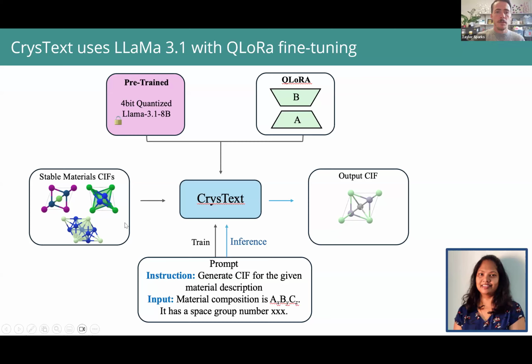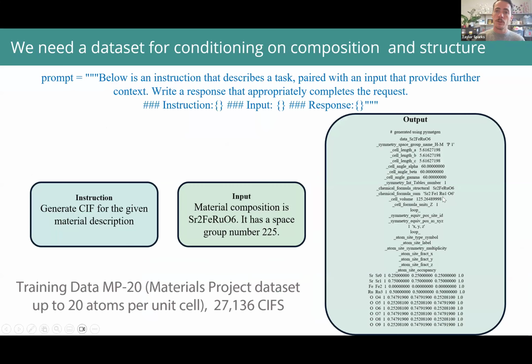Then we're able to take a database of stable materials. We're using the MP20 from Materials Project. We pass it through CRISP-TeXT with a very specific set of prompts. We say, all right, I want you to generate a CIF for the given material's description. And then the input from the user is the description. It might be like, hey, the material composition is whatever, it has a space group number of something like that. We're going to start with that simple example first. And then it's able to output a CIF card that matches that. And it does a pretty good job.